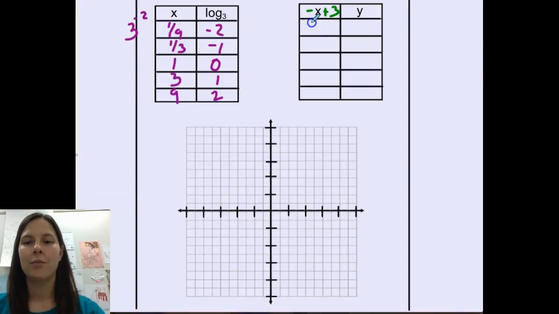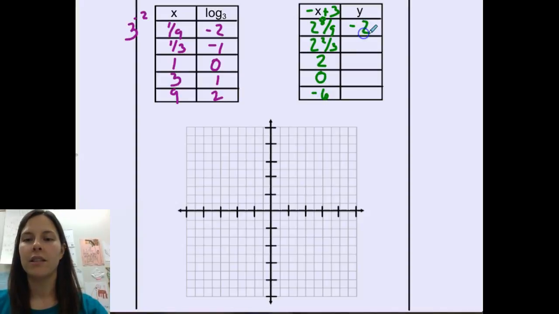So negative 1/9 plus 3 is 2 8/9. Negative 1/3 plus 3 is 2 2/3. Negative 1 plus 3 is 2. Negative 3 plus 3 is 0. And negative 9 plus 3 is negative 6. Keeping all those y values the same.